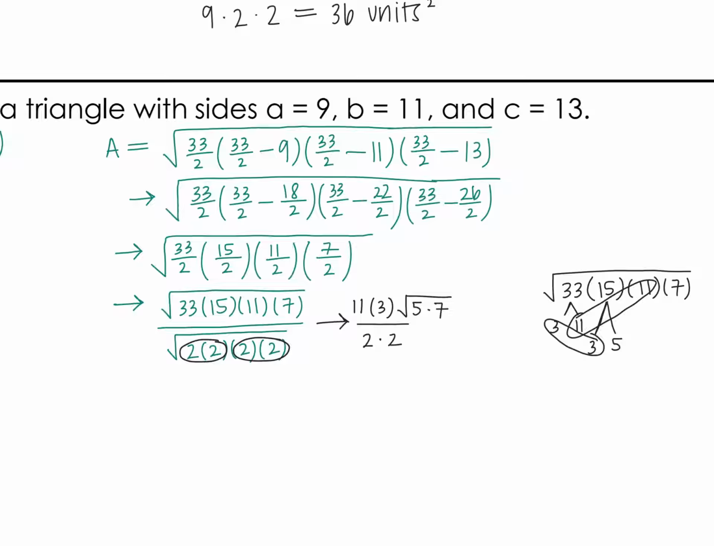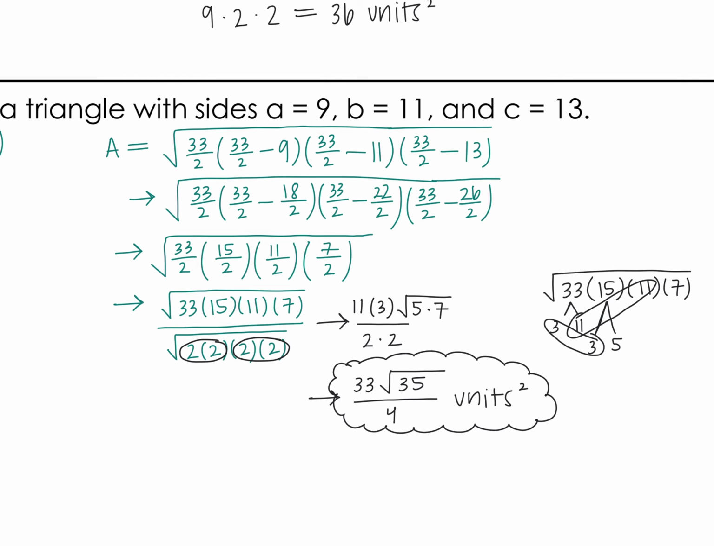So to get to my final answer from here, I would just need to multiply everything together to simplify. Here I've got that 11 times 3, which will give me 33. Then I've got my 5 times 7, which will give me 35. And then I've got over 4 because of that 2 times 2. Since we don't have units, we're just going to use units squared. And that is it for number 3.